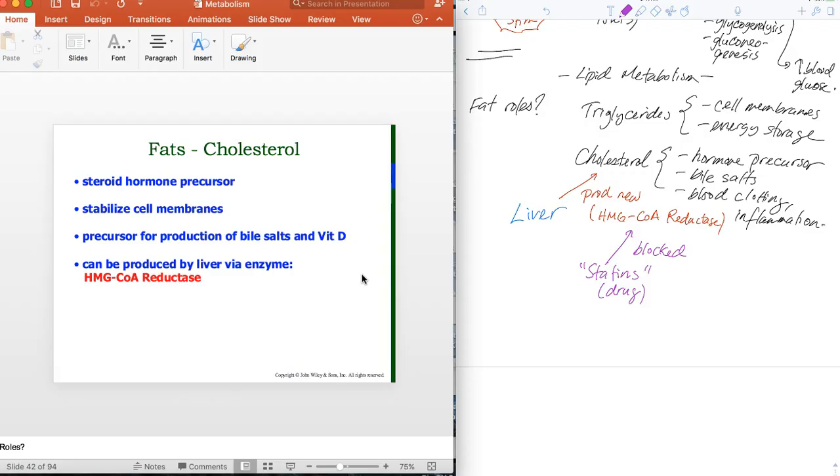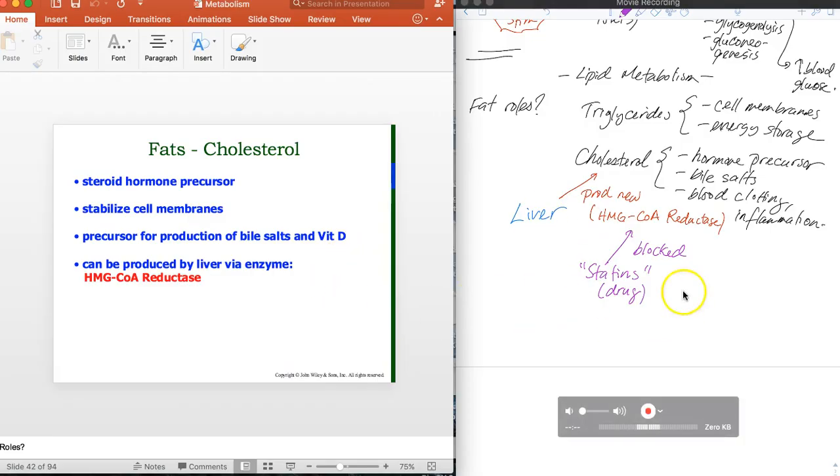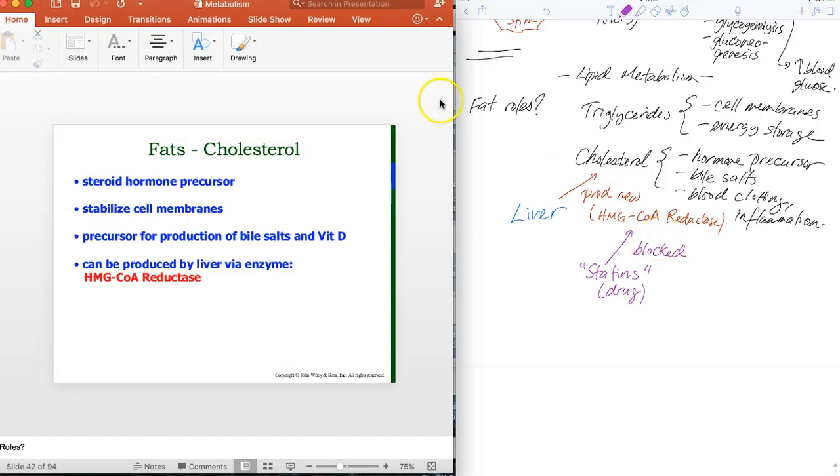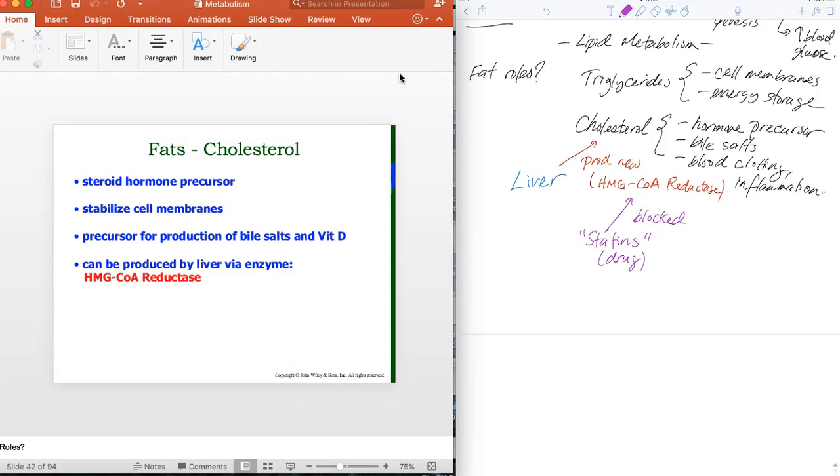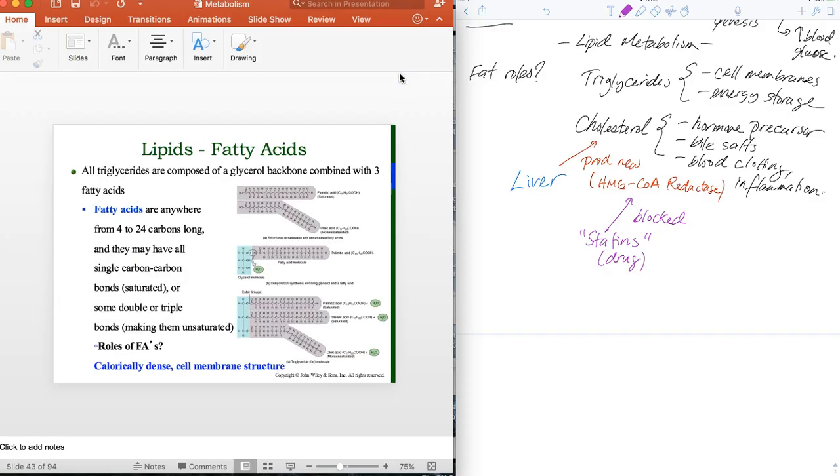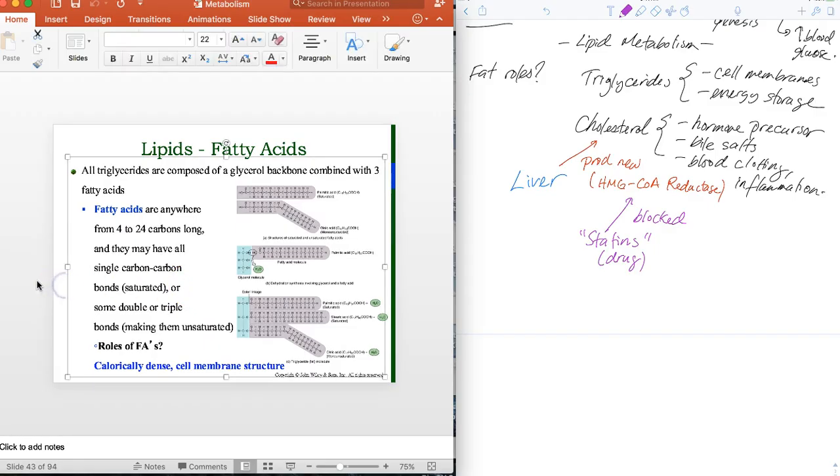So someone you know may have hypercholesterolemia. One of the ways to treat that is to actually give them these statins. Interesting. And that will decrease production of new cholesterol, which would then decrease the person's blood cholesterol. So here are the fatty acids. Remember that they are these long chains. They come from this glycerol backbone, and there's literally carbon, hydrogen, carbon, hydrogen, and so this is why they are calorically dense.